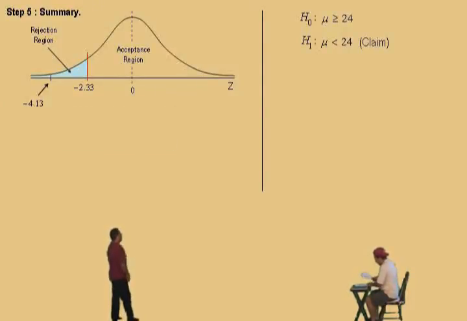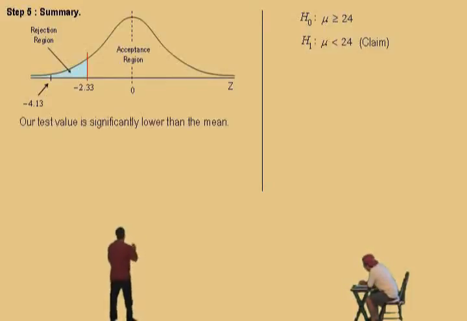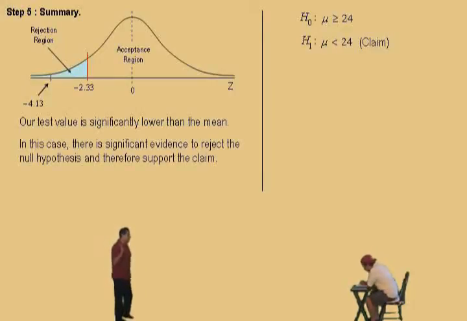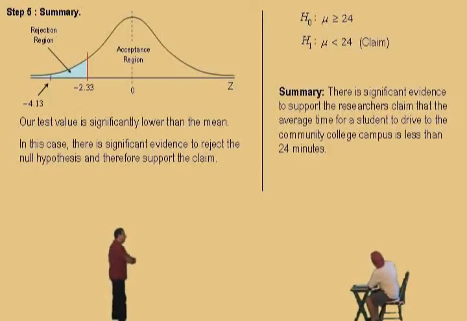Okay, one more step, which is our summary now. There is our step 1, our stated hypothesis with the claim identified to be the alternate hypothesis. Our test value, negative 4.13, is significantly lower than the mean. So we do have a significant result. In this case, there is significant evidence to reject the null hypothesis and therefore support the claim. Remember, we found the rejection region, so we're going to reject H0. So here's our final summary: there is significant evidence to support the researcher's claim that the average time for a student to drive to the community college campus is less than 24 minutes.